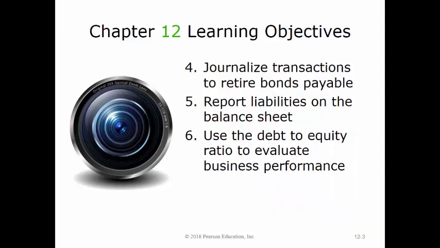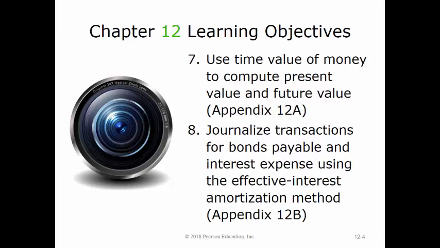The next three learning objectives are to journalize transactions to retire bonds payable, report liabilities on the balance sheet, and to use the debt-to-equity ratio to evaluate business performance. The last two objectives are to use time value of money to compute present value and future value, and to journalize transactions for bonds payable and interest expense using the effective interest amortization method.